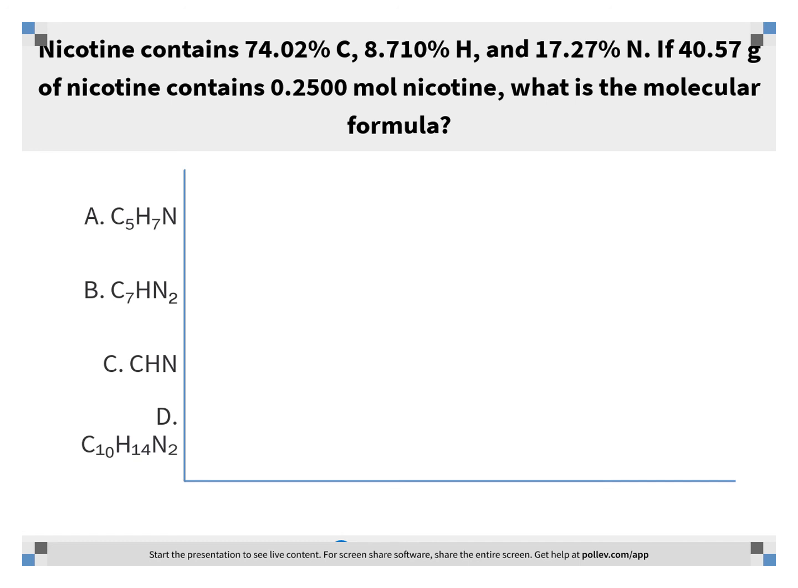That gives us a molar mass that we can use for comparison. What we find is our molar mass is actually twice as large as the empirical formula mass. That means we have to multiply each of our subscripts by 2, which gives us a true molecular formula of C10H14N2.